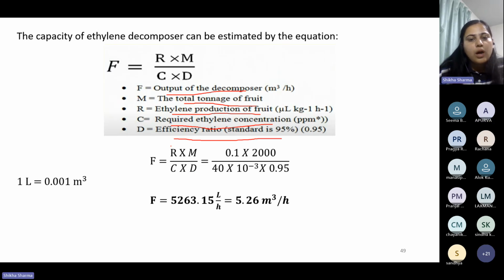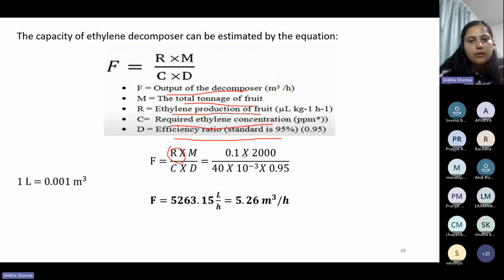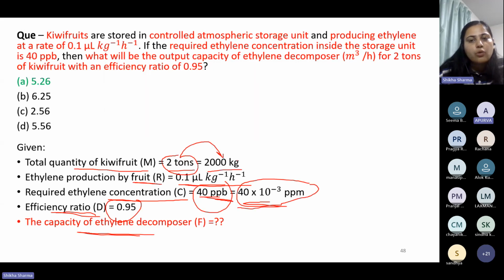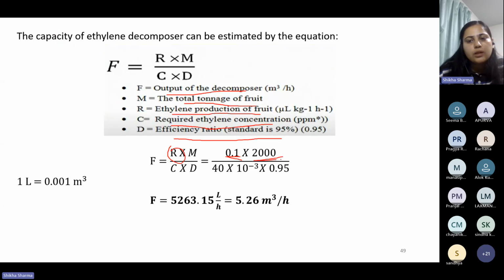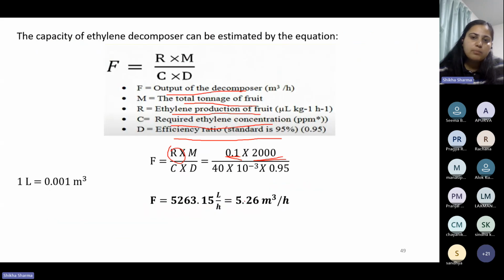So R, which is ethylene production, is 0.1. M is the total tonnage of the fruits, which is 2000 kg. So 0.1 into 2000, divided by C, which is the required ethylene concentration in ppm, 40 into 10 to the power minus 3 ppm, and D is the efficiency ratio, which is 0.95 or 95%.